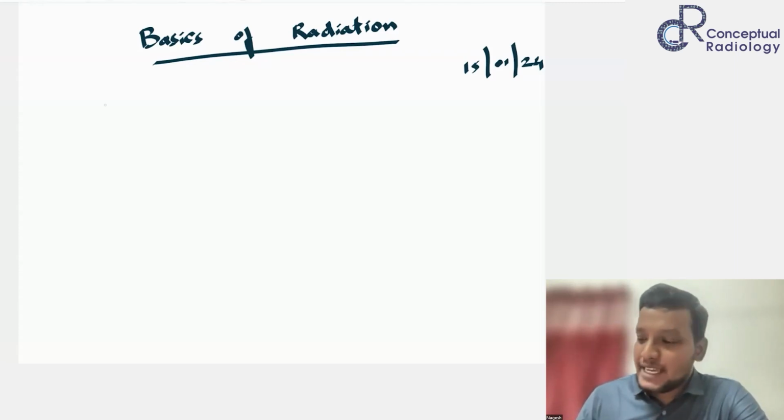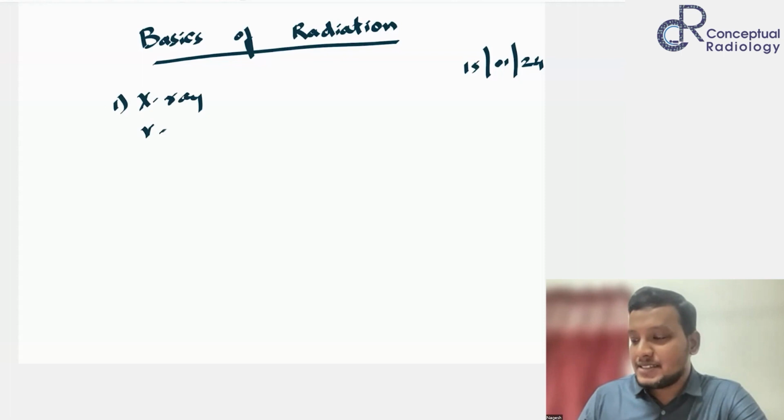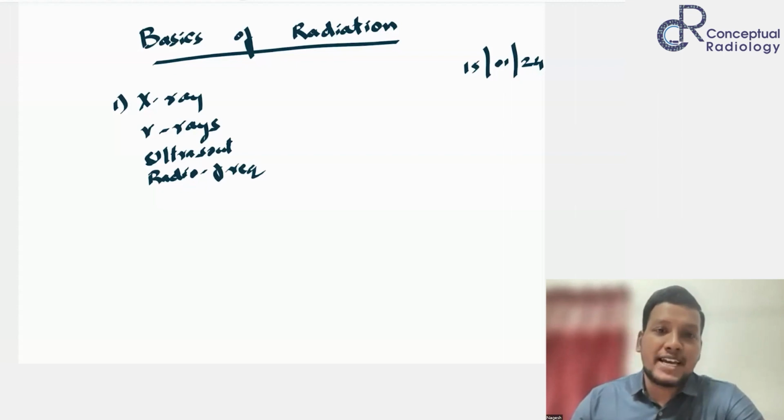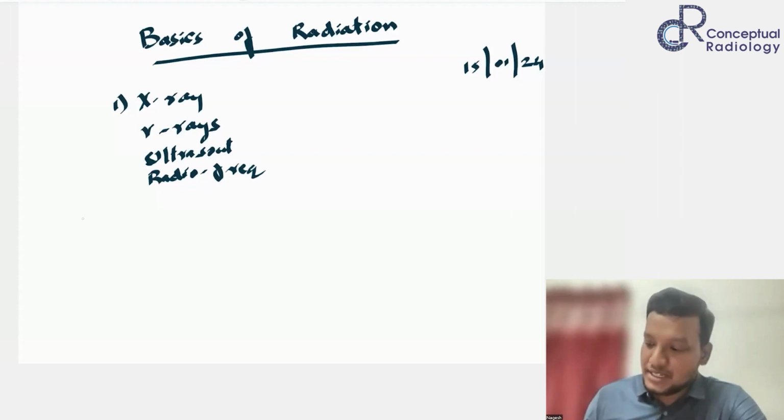As we all know, in medical imaging, we use different kinds of radiations like X-rays, gamma rays, sound waves, that is ultrasound waves, radio frequency waves. So what exactly is radiation? In simple terms, radiation can be defined as energy in motion.